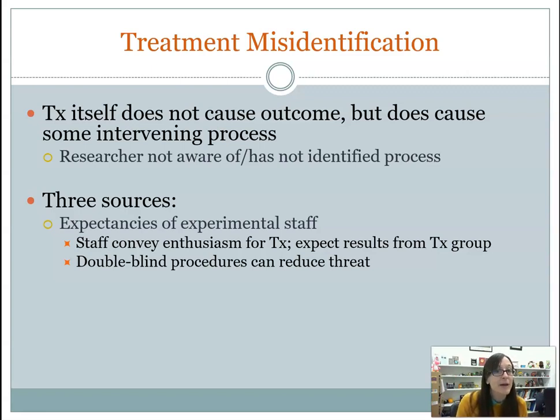So the best way to deal with that is to have double-blind procedures, if possible. That's where the staff and the people doing the treatment and the people getting the treatment, nobody knows if they're part of the treatment or the control group. Sometimes that's impossible to do, because if you're doing a whole new therapy, let's say, you're going to know if you're in the new one or the old one. But if it's possible, double-blind procedures can help, because if you don't know which is the treatment group or the control group, then you treat the groups the same.